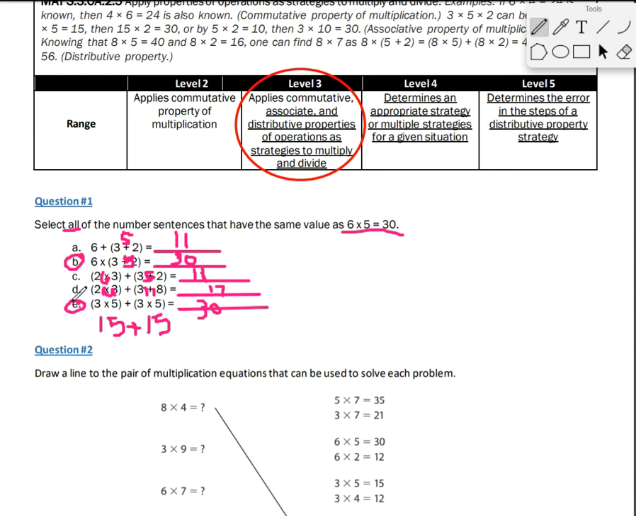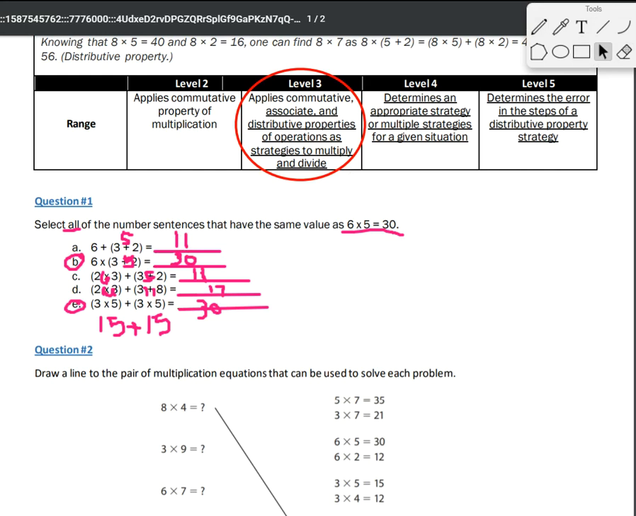Remember, whenever you have problems like this, do what I just did and work them all out, because it's easy to accidentally skip one, especially if you're rushing. But when your work is right there and you're looking and saying, hey, what's equal to 30? Well, that is and that is, because the answers are right there. Don't try to do these in your head. It's too easy to lose your spot. Always write the answers down.